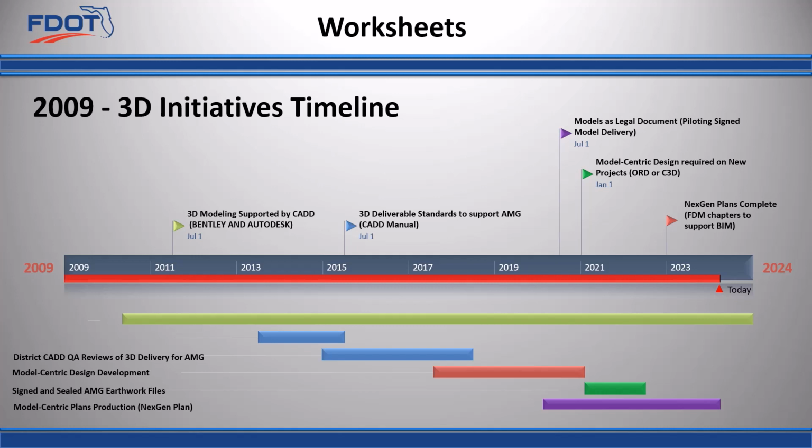When the first chapters of the plans production 900 series of the FDM were released in 2020, large format plan sheets were introduced. With the adoption of Bentley's OpenRoads Designer, the drainage sheet required a completely new workflow that adopted the large format borders as well.